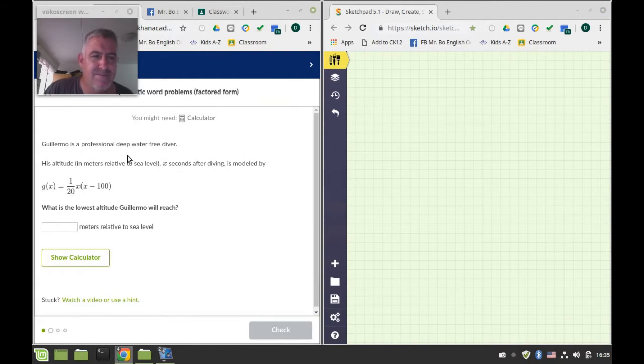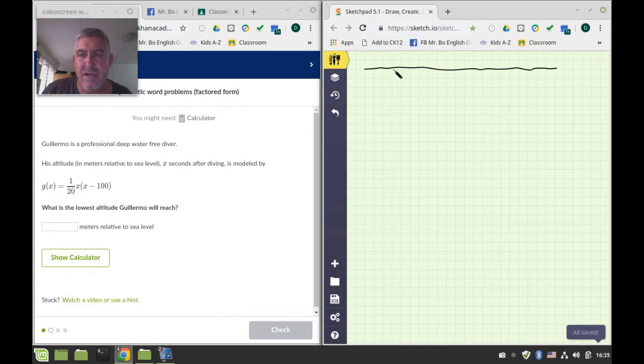Let's look at the next one. Guillermo is a professional deep water free diver. His altitude in meters relative to sea level x seconds after diving is modeled by this function g. And what is the lowest altitude Guillermo will reach? All right, so let's draw it out.